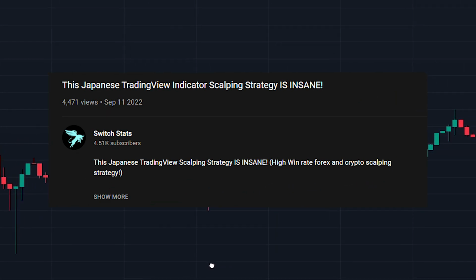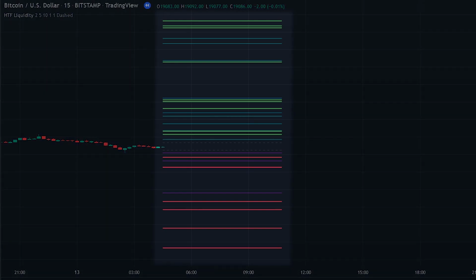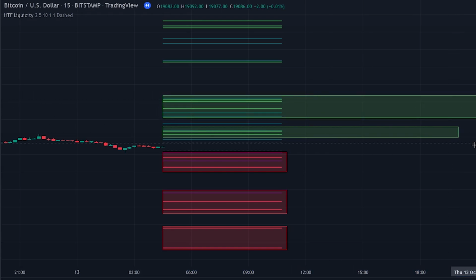Now let's look at how we can trade based on this indicator. Alright, so let's configure the chart. As you can see, there are quite a few liquidation levels here. Let's draw a small box on the price points at which there are the most amount of levels. Now let's take a look at the price action.